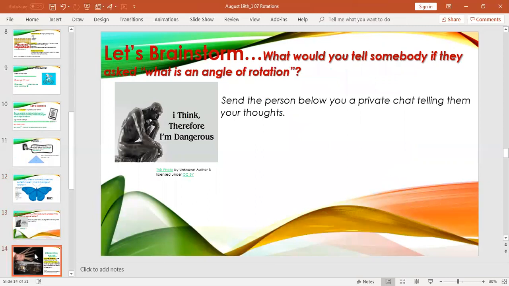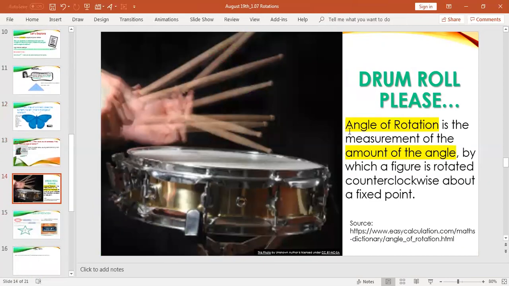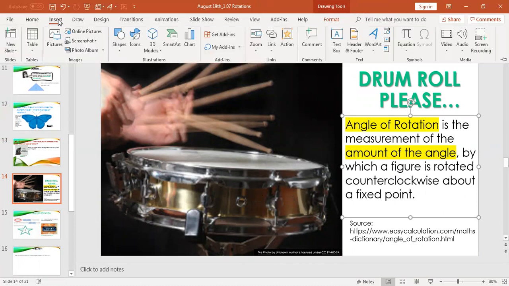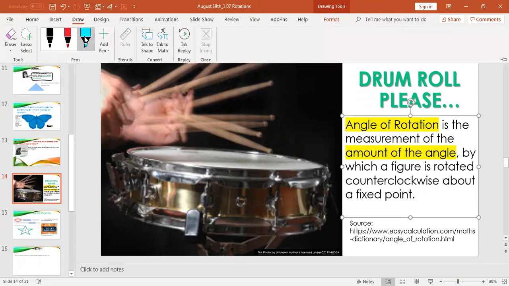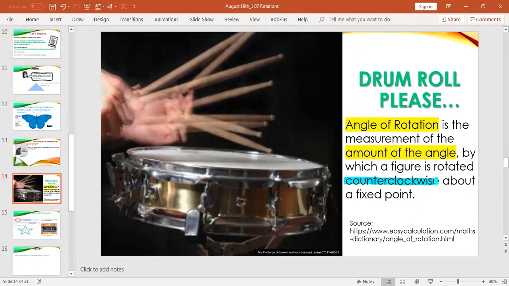So what is an angular rotation? Hopefully you're able to tell me that an angular rotation is the measurement of the amount of the angle by which a figure is rotated counterclockwise about a fixed point. So if I ask for angular rotations, I'm asking you to rotate counterclockwise, and about a fixed point, like the hands of a clock, okay? They rotate about the fixed point that joins those hands.